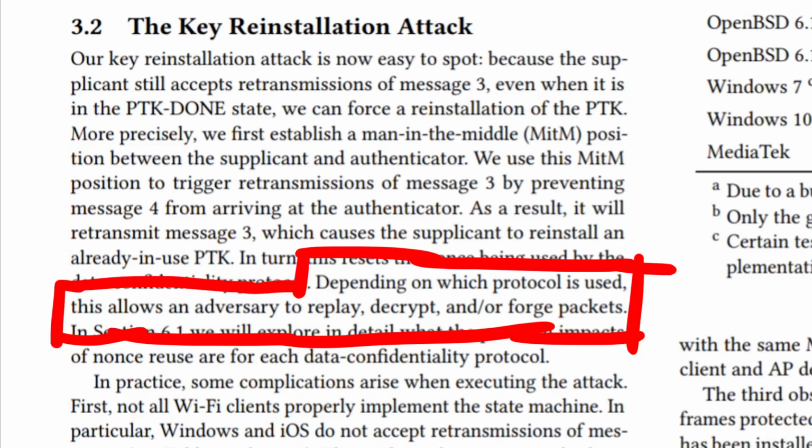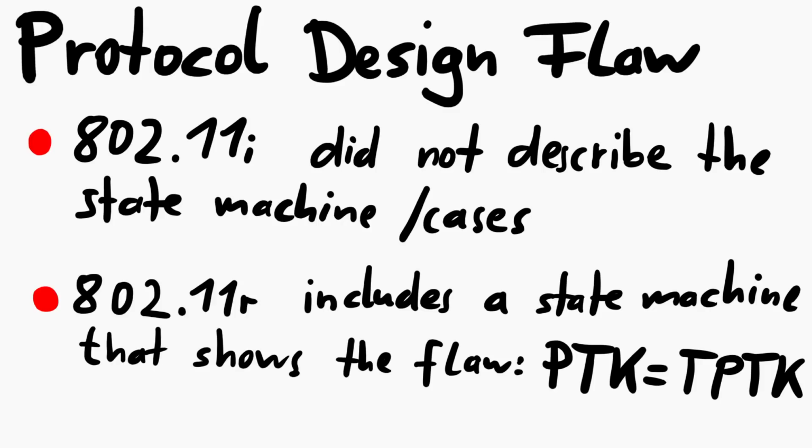And so it's now easy to imagine that if you can keep resetting the key parameters, some crypto stuff will be messed up. And this is a protocol flaw because the specification is not quite clear about how to handle a retransmit of message 3, and thus opening the door for certain crypto attacks depending on which crypto algorithm is used. Some are more susceptible than others.